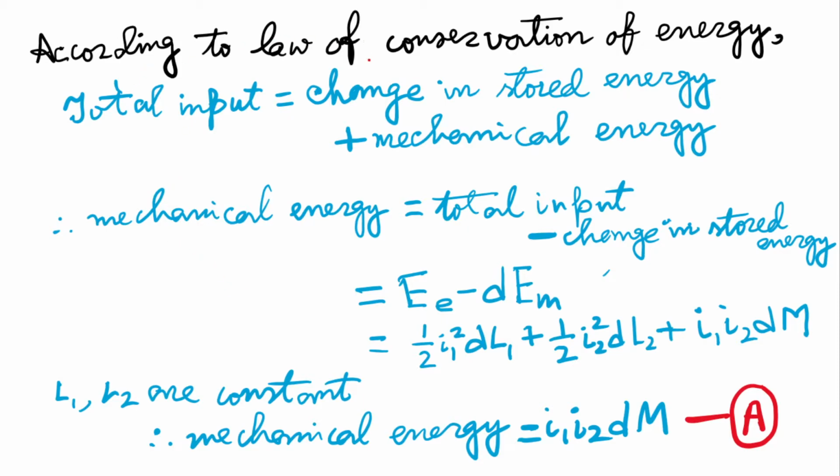Anyway, now according to law of conservation of energy, total input, that is total electrical energy that you are supplying, has two parts. One part is changing the stored energy level, and the other part is showing some mechanical work done. Instead of mechanical energy, mechanical work done. Okay, and so the mechanical energy or work done, that will be total input minus change in stored energy.